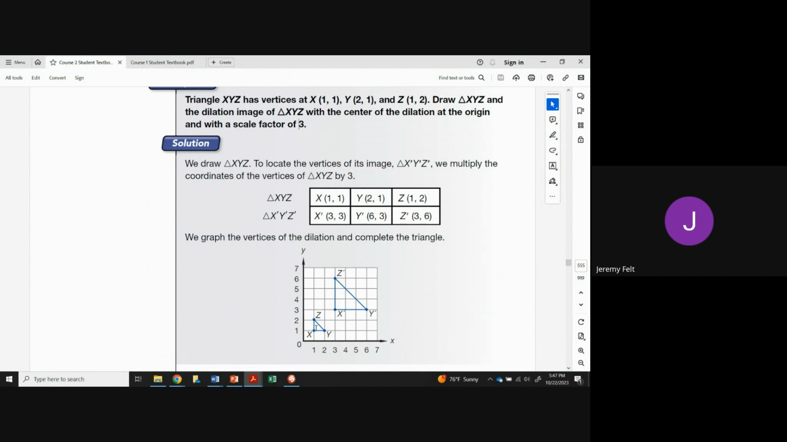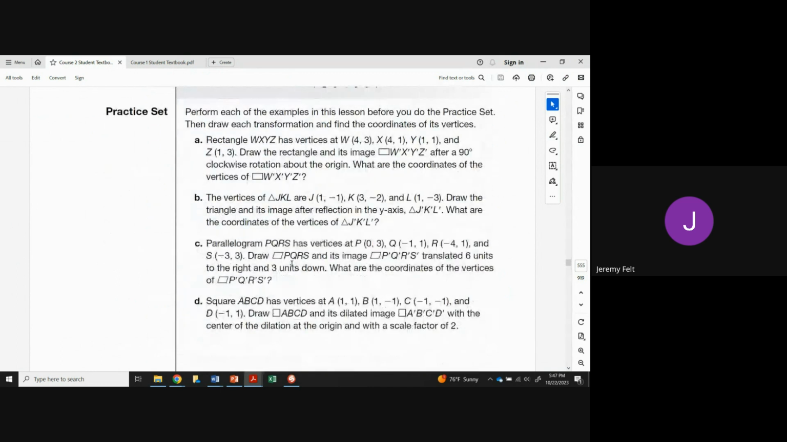So we see that this one is obviously larger than this one. The dimensions are going to be 3 times bigger, and the area is actually going to be 9 times bigger. So make sure you pay attention to that if you get a question about area or something like that.